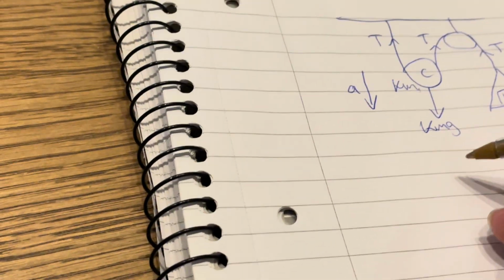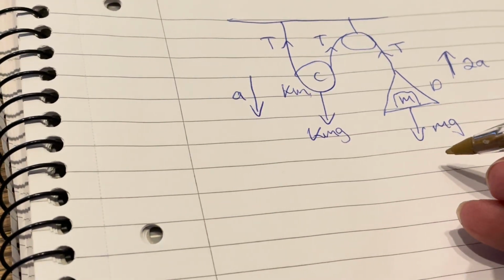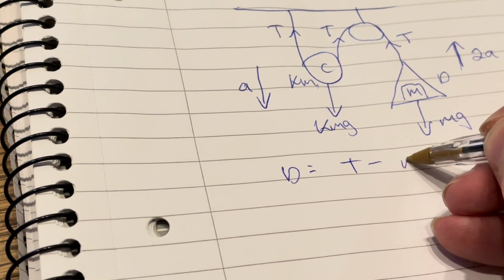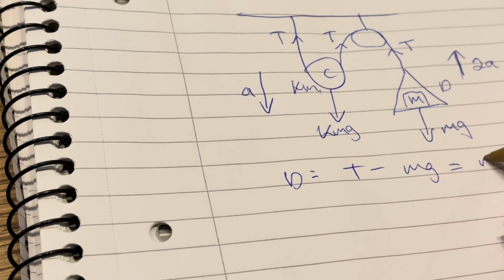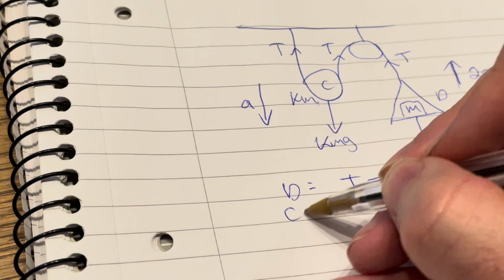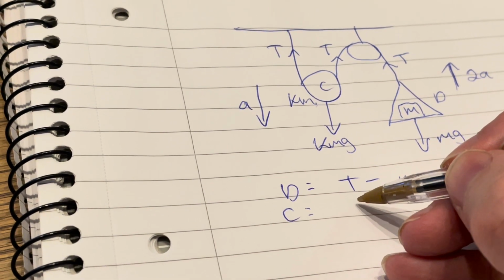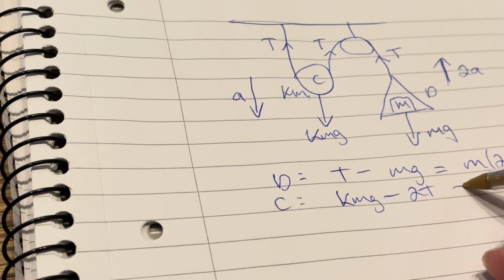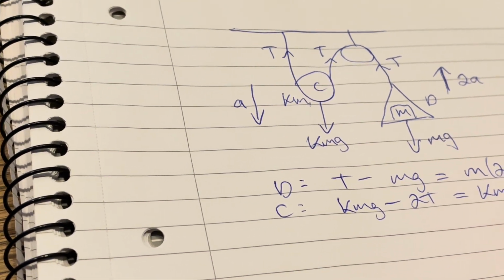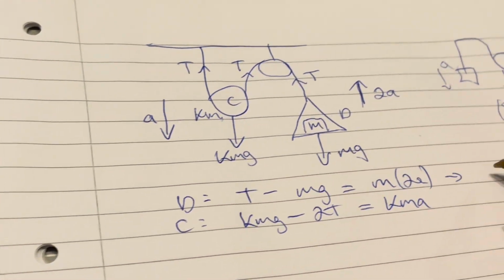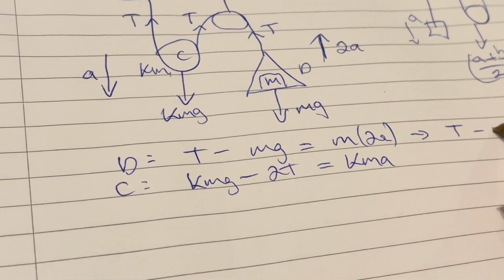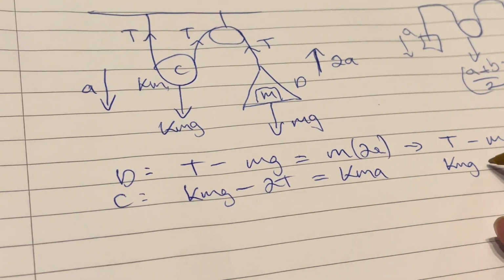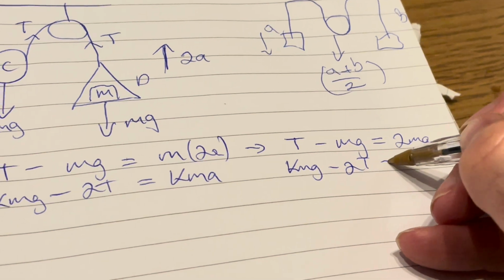Okay, so then just do your Newton's laws on each one of those lads. So for D, you know it's moving up, so it's T minus mg equals m times 2a. And for C, it's 2T, well, it's moving down, so let's do kmg minus 2T equals kma. Alright, so let's go through that, and we get T minus mg equals 2ma, and that's kmg minus 2T equals kma.